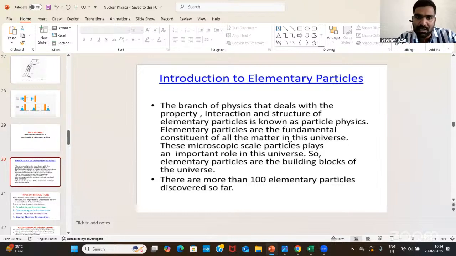Whatever it may be, the fundamental particles will be the elementary particles. With these elementary particles, matter and all things are developed. These microscopic particles play an important role in the universe. So elementary particles are the building blocks of this universe. More than 100 elementary particles have been discovered so far, and we will see the types of interactions now.